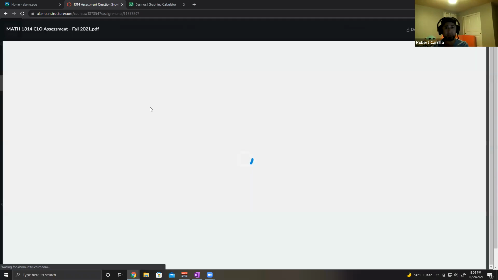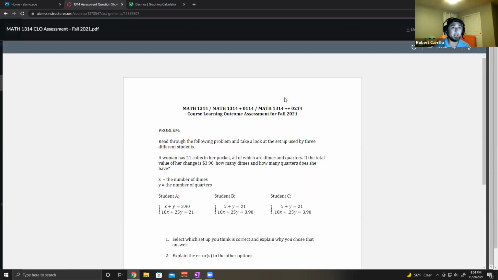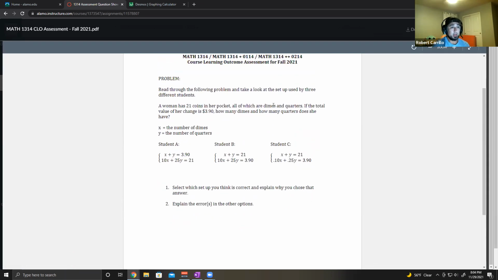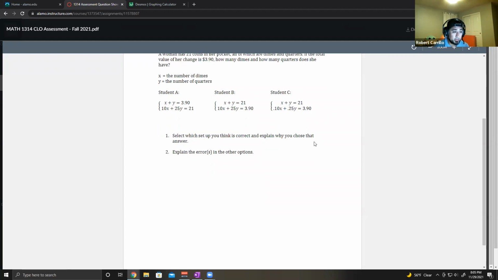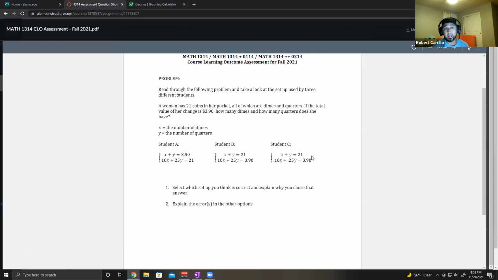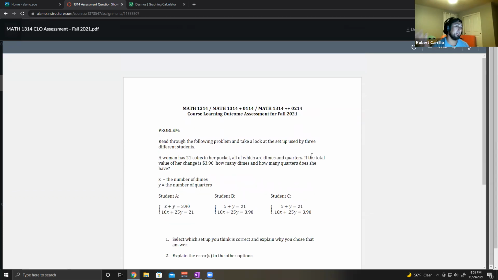And the assessment question goes over what we just learned. So if it will load. Hopefully I didn't mess that up. Come on, internet. Oh, there we go. Okay, so it is a system of equations problem. It's asking you to set up the equation. Select which setup you think is correct and explain why, and then explain the errors. Again, just do it the best you can and upload it and tell me where you want those 5 points. Any questions on that?